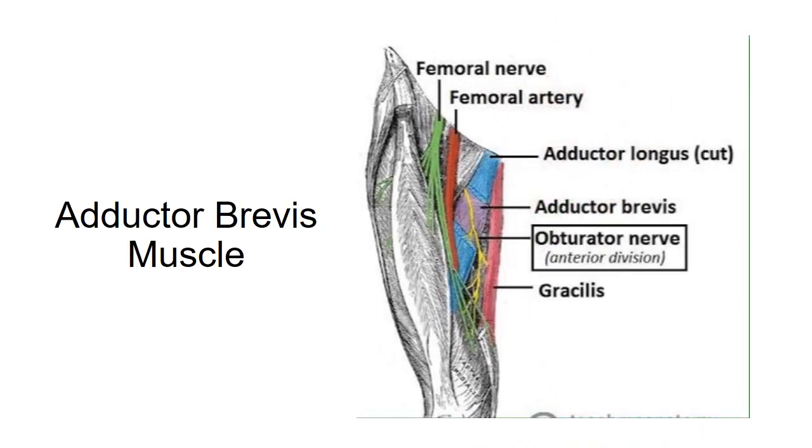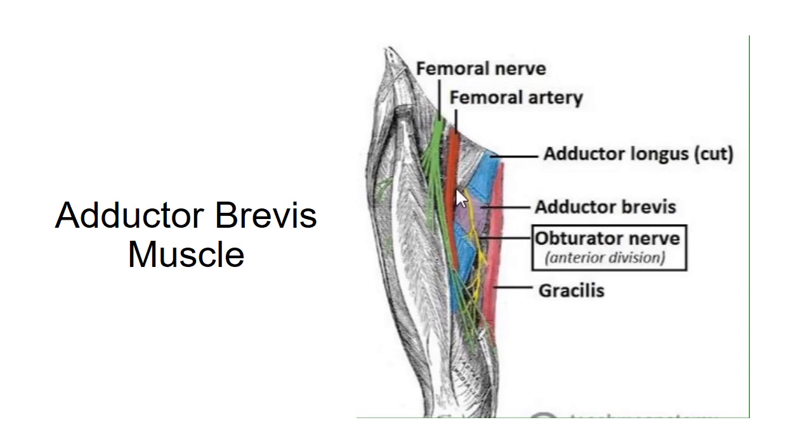Another important point about this adductor brevis muscle is that when obturator nerve emerges from the obturator canal to enter the medial compartment of thigh, it splits into two divisions, an anterior and a posterior division. These two divisions pass anterior and posterior to this adductor brevis muscle.